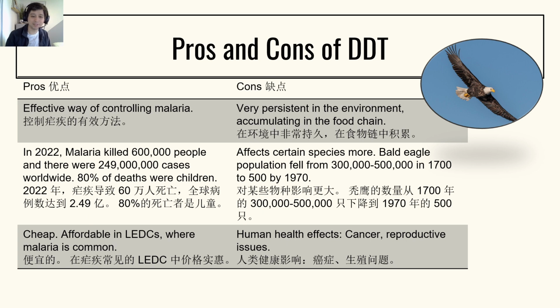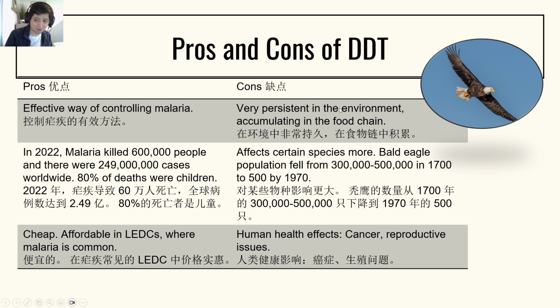What's more tragic is that 80% of the deaths were children. This primarily affects places like Africa, where countries are still developing, and this was a solution. The third positive point is that it was cheap, very affordable in these poor countries where malaria is very common. So there's an obvious positive use of DDT to deal with mosquitoes. That's why we kind of unbanned it. We allow it, but there are definite cons. It's not all positive. One is that it's very persistent in the environment.